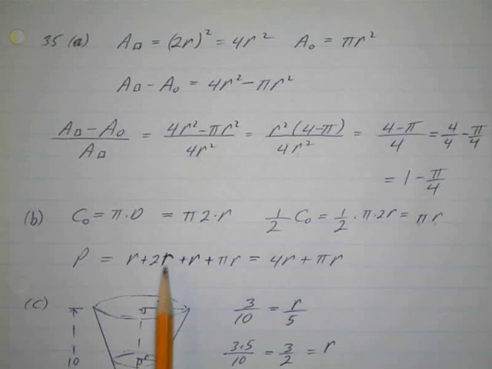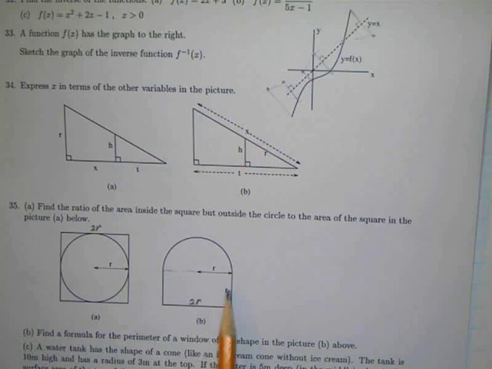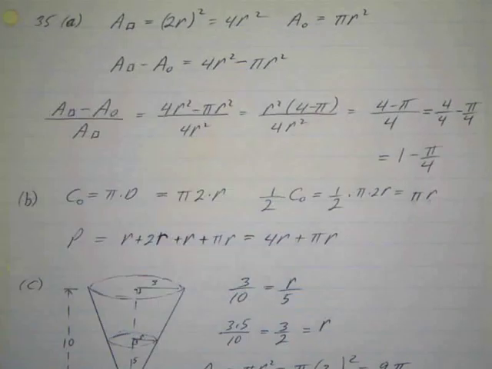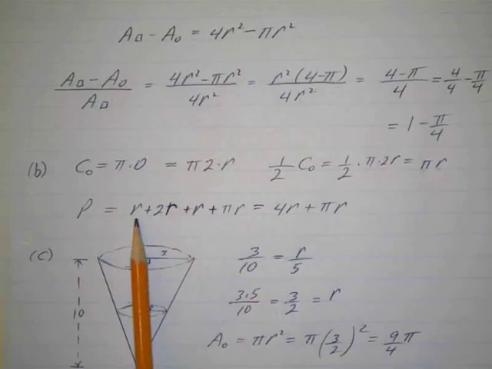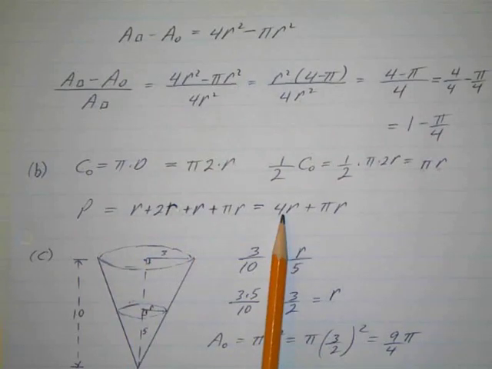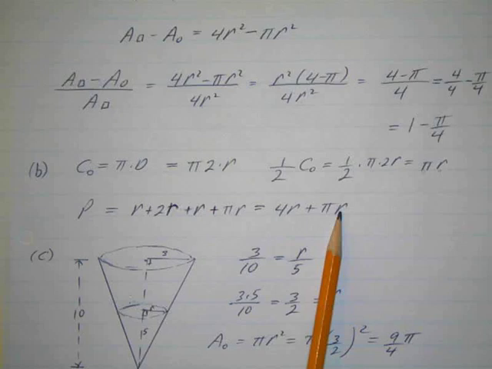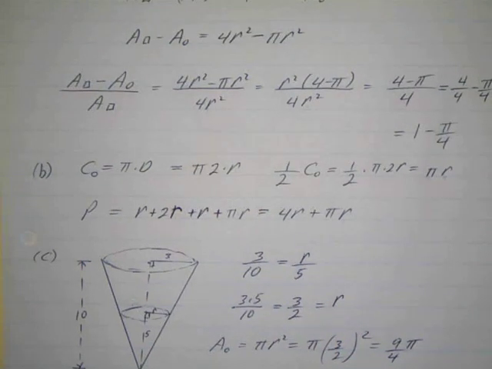And then again, we had an r, 2r, and r, and that was the part of the rectangle. So that's this much, plus that semicircle circumference. So basically, r plus 2r plus r is 4r, plus pi r, which is the circumference of the semicircle, and that's our perimeter all the way around. So that wasn't too bad.